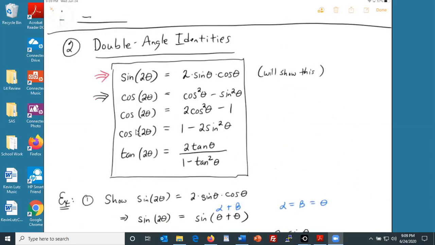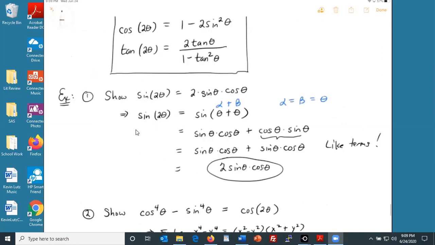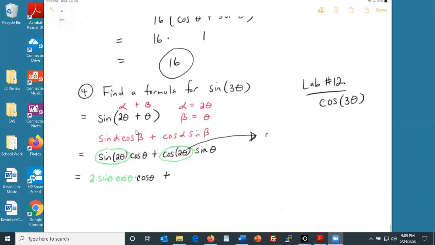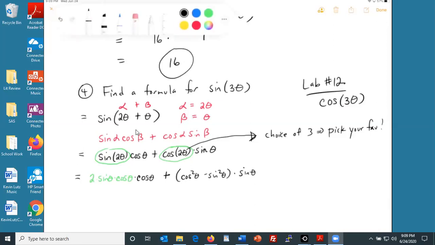you got 3 choices. Pick your favorite, okay? All right, because they're all equal. It really doesn't matter which one you choose at this point, all right? So let's just use the first one. So you have your choice of 3, and you just pick your fave. So let's use cosine squared of theta minus sine squared of theta, multiplied by the sine of theta that comes after it. Okay, well, that should be in green, really, but.